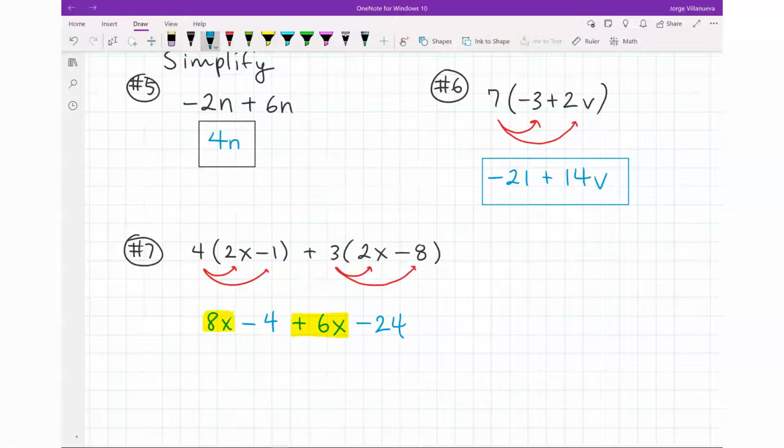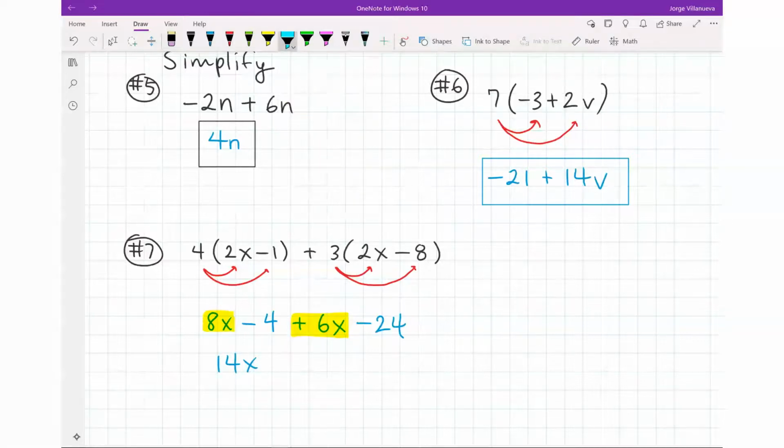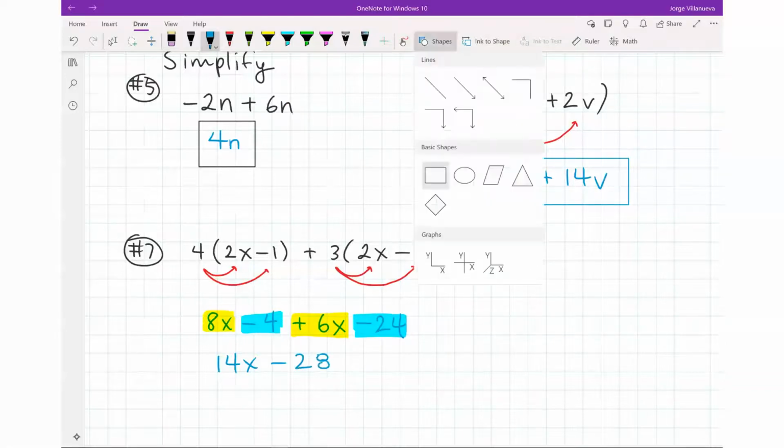Say again? 12x? Almost. 14x, yes. And what about negative 4 minus 24, the other set of like terms? These right here. What do I get for those? Negative 28. Thank you. So there we go. So we're done.